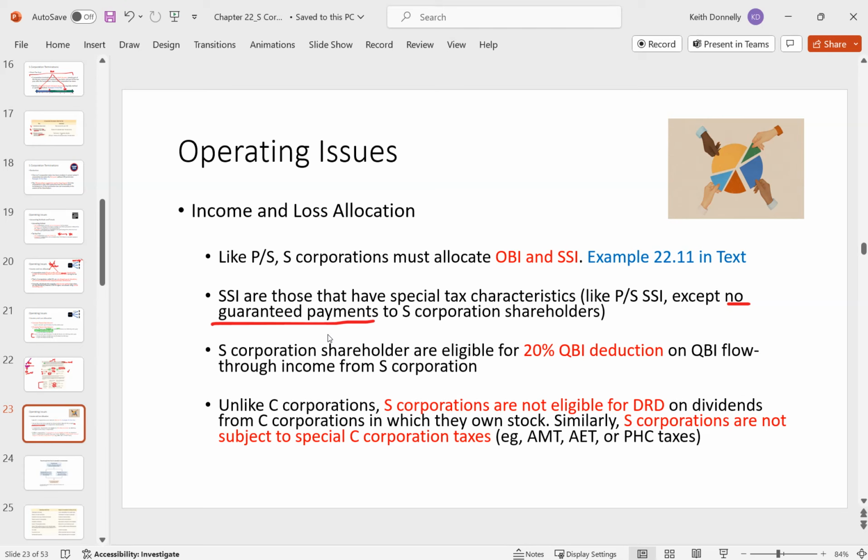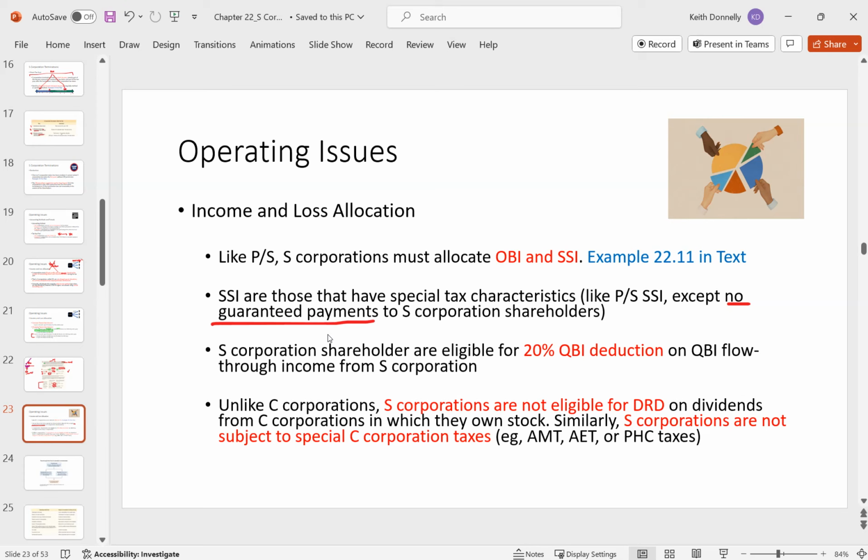But while we said an S corp is like a C corp, there are some different tax characteristics. S corps are generally not going to be eligible for the dividends received deduction. Likewise, they're not going to be subject to special C corp taxes, for example, the alternative minimum tax, the accumulated earnings tax, or the personal holding company tax.